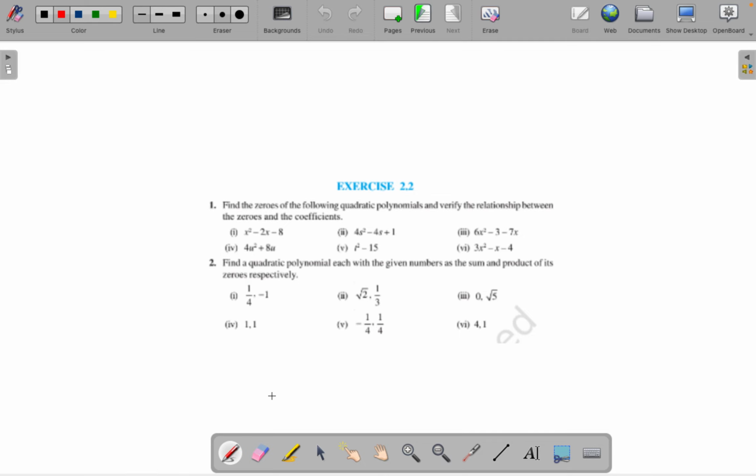Now let's move to the exercise. The exercise is very simple. Find the zeros of a quadratic polynomial and verify the relationship between zeros and the coefficients. So I will just do 2-3 questions for you. The rest you can do on your own. This is a quadratic polynomial.